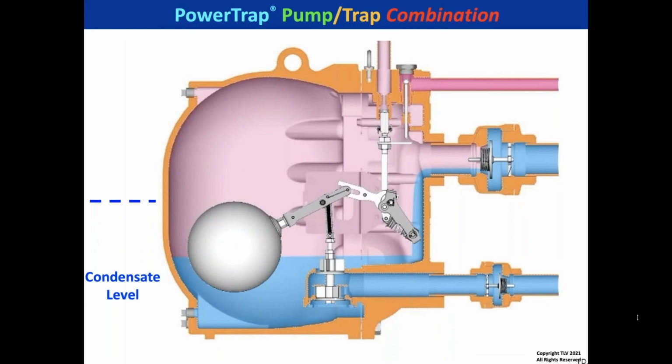This is the condensate level. As long as the condensate level stays below that line, that means that we have a positive pressure differential, and that'll push the condensate through the trap mechanism. And that's all we need is the trap mechanism.